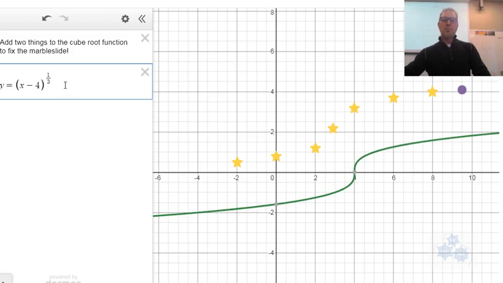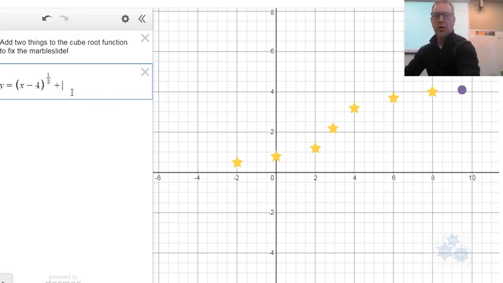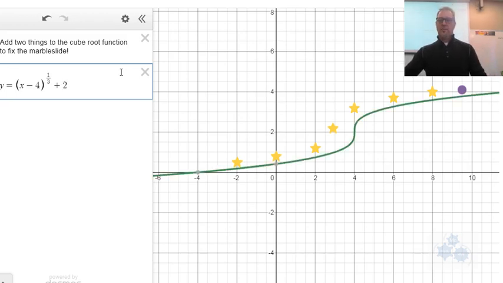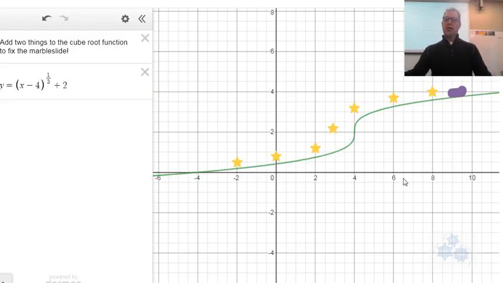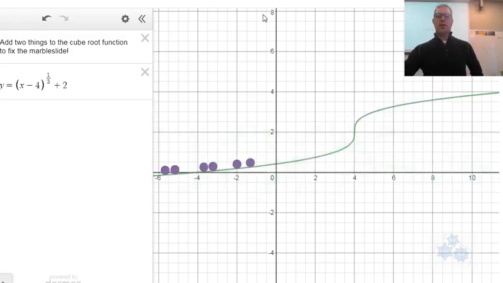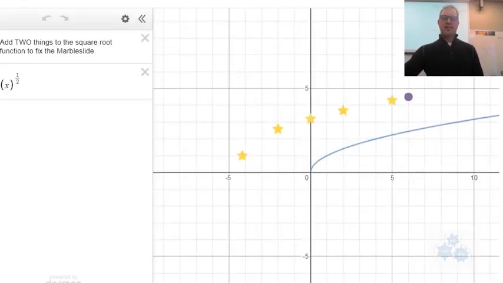If I want to move it up, I have to add or subtract something outside there. Add. So plus, how much should we move it up there? Maybe 2? Okay, let's try 2. That's pretty close. That might work. We might have to back it off a little bit, but let's just see if we're going to hit all those stars. Oh, we just got them. Okay. Very good.